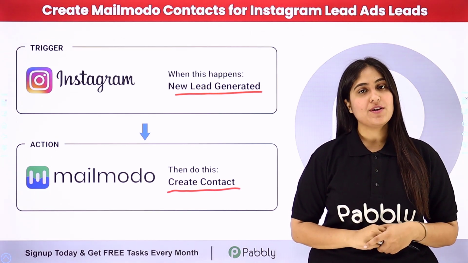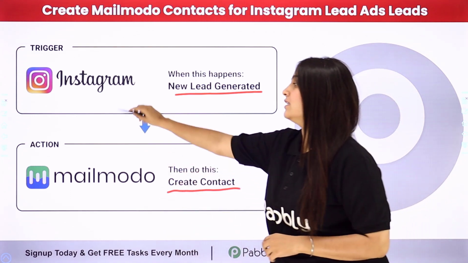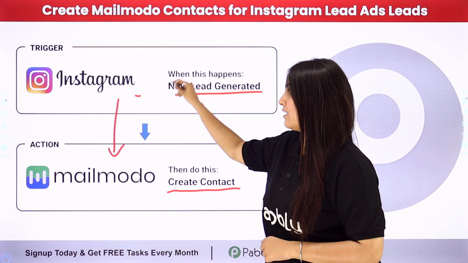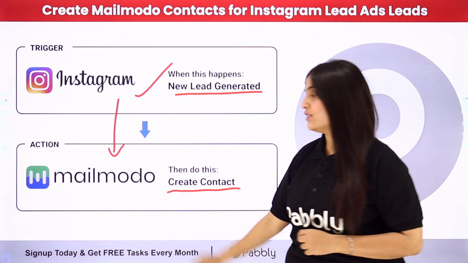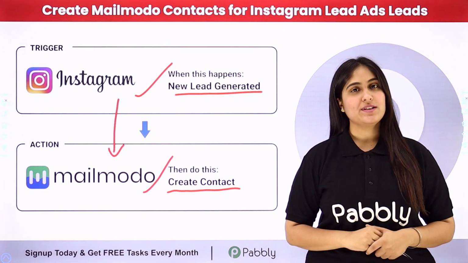So to automate this process, we will use an automation software named Pabbly Connect, in which we need to connect a trigger and an action. So in this process, our trigger application will be Instagram lead ads and our action application will be Mailmodo. So to learn this process step by step, let me take you to my screen.